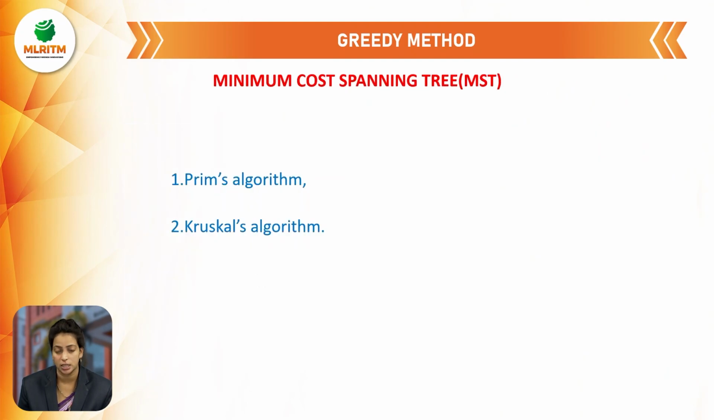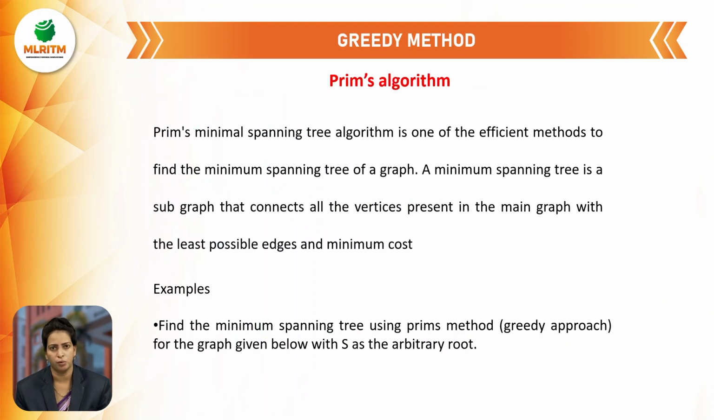Next application is minimum cost spanning tree. In this, we consider 2 algorithms. One is Prim's algorithm, the second one is Kruskal's algorithm. Prim's algorithm is also used to find the minimum cost spanning tree, right? It is one of the efficient methods to find it. A minimum cost spanning tree is a subgraph that connects all the vertices in the given main graph with the least possible edges and minimum cost.